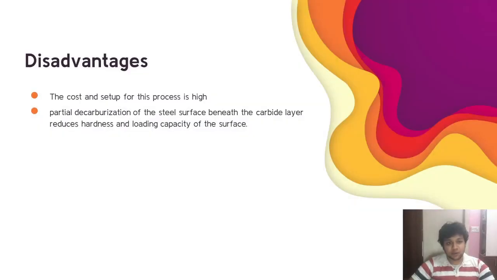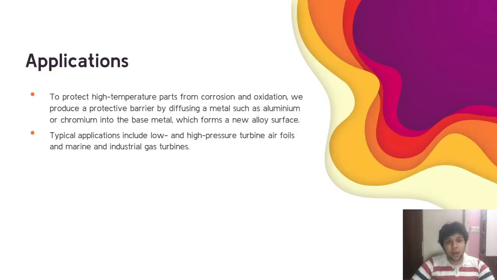The disadvantage of the process is that, similar to the ion implantation process, the setup for this process is also costly, because even this process involves a high temperature furnace and a secure place, and partial decarburization of the steel beneath the surface of the carbide layer reduces the hardness and loading capacity of the surface, which is a huge disadvantage of this process. Applications.